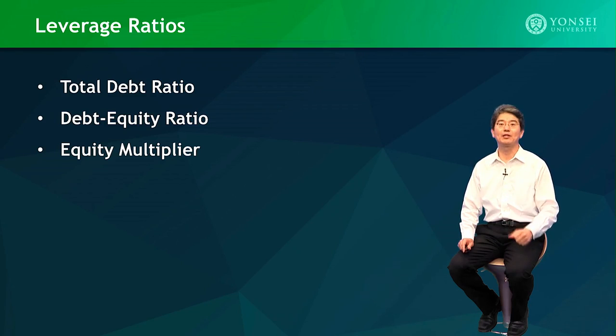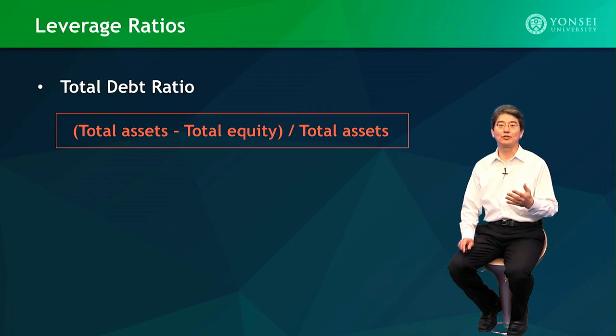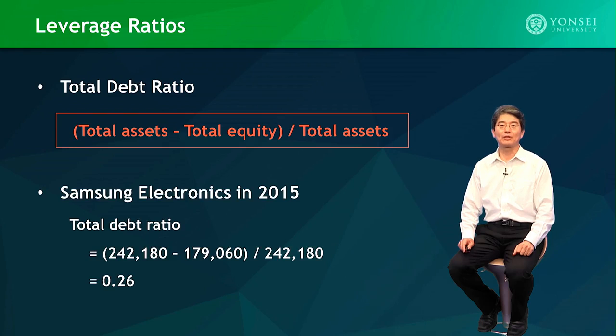There are three commonly used measures and some variations. Total debt ratio is total debt divided by total assets, where total debt includes all debts of all maturities to all creditors. Total debt is measured by subtracting total equity from total assets. In the case of Samsung Electronics, the total debt ratio is 26%. That is, Samsung has $0.26 in debt for every $1 in assets. In other words, there are $0.74 in equity for every $0.26 in debt.